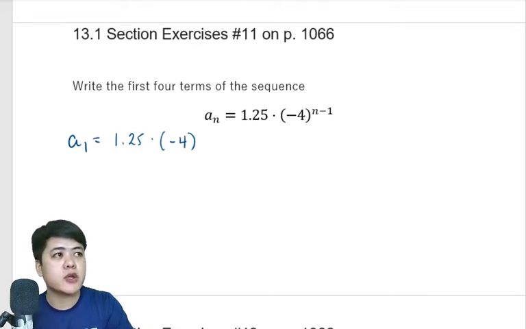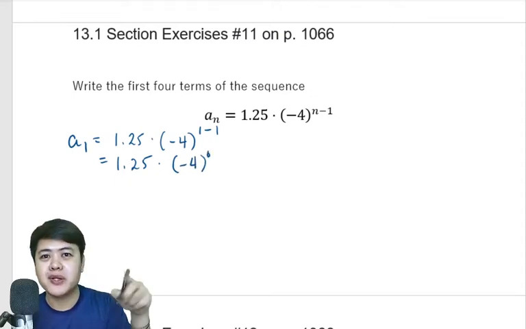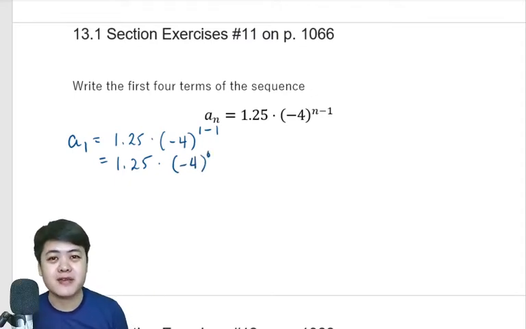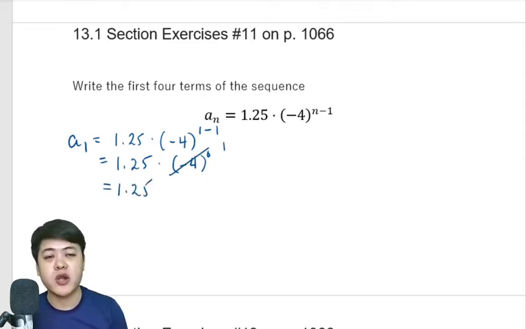So it's 1 minus 1. And that is 1.25 times negative 4 raised to 0. Recall, anything raised to 0 is equivalent to 1. So this is 1 already. So we will be left with 1.25 for a sub 1.